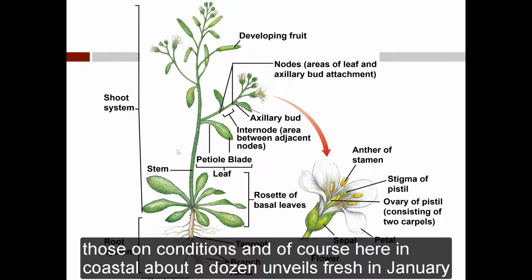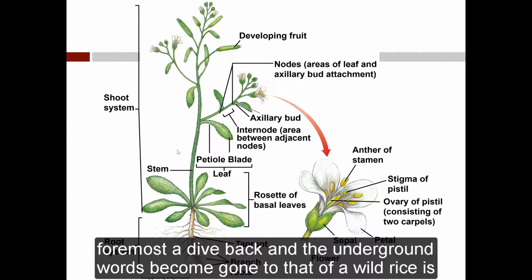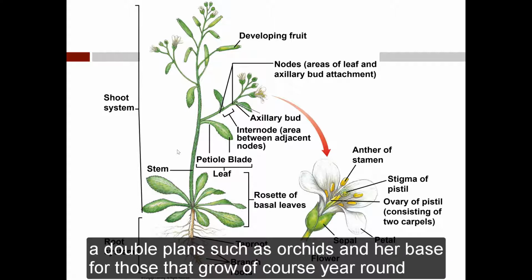And of course, here in coastal Alabama, it gets a bit unfavorable, especially in January. Similarly, in certain tropical climates with pronounced wet and dry seasons, the aerial parts of herbaceous perennials do die back, and the underground parts become dormant during that unfavorable dry season. Other tropical plants, such as orchids and herbaceous perennials, grow year-round.